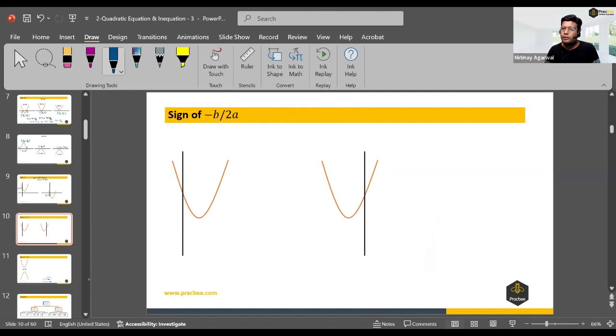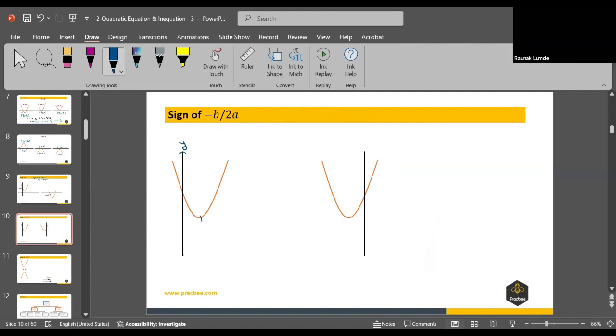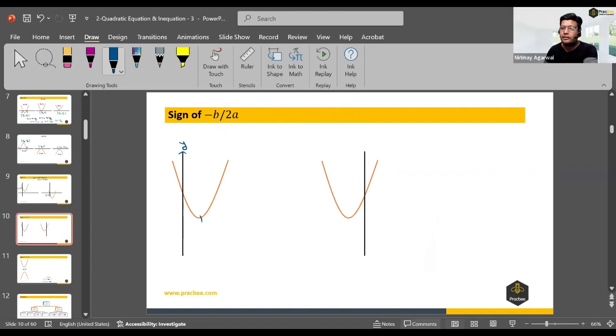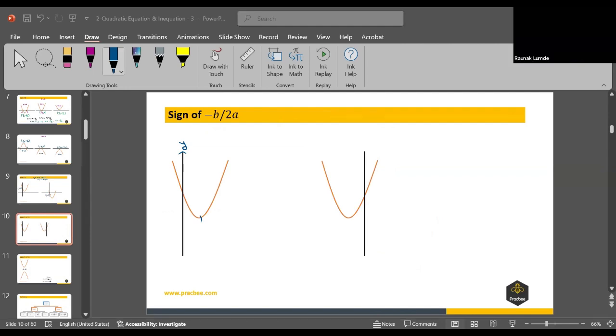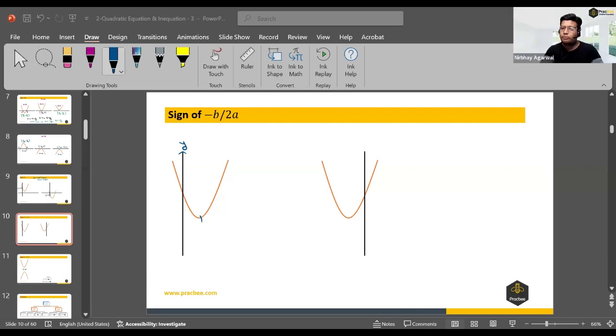Sign of minus b by 2a. So in this case, what will happen if this graph is on the right side of the y-axis? Think about it. Yes, I am asking about the sign of minus b by 2a. It should be greater than 0.